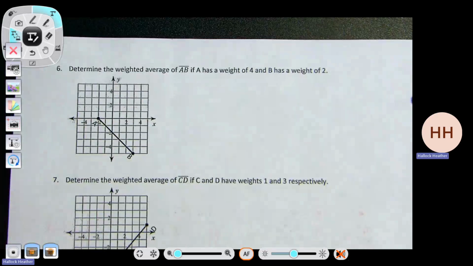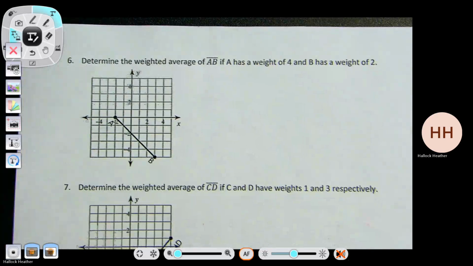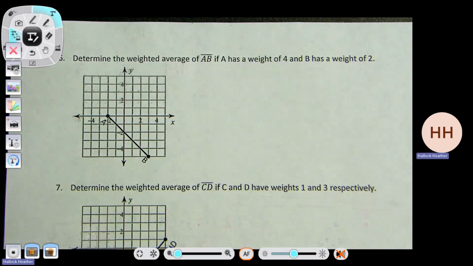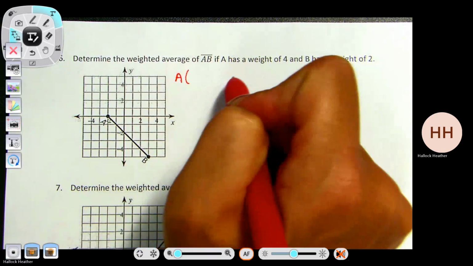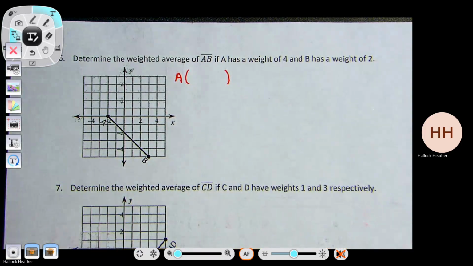Number 6. Number 6 says, determine the weighted average of AB. AB is a line on a graph. If A has a weight of 4 and B has a weight of 2. So let's start by finding our coordinate points. Where's A at on my graph?